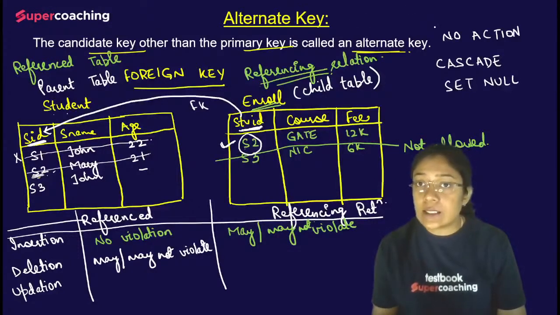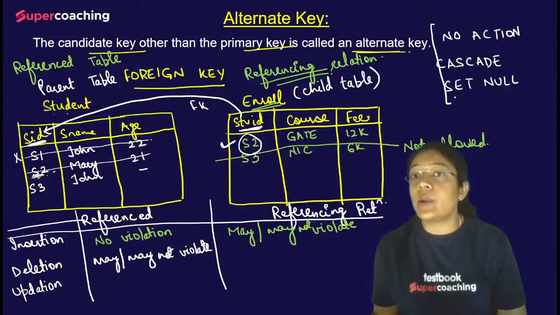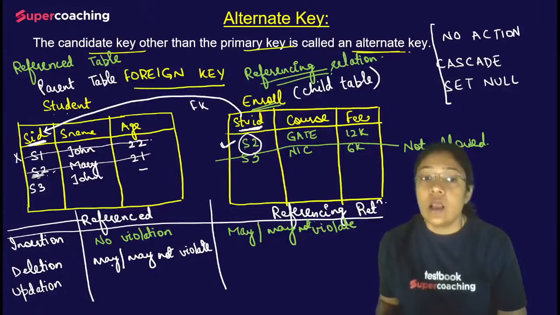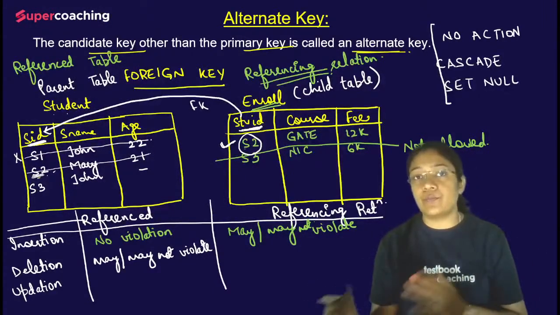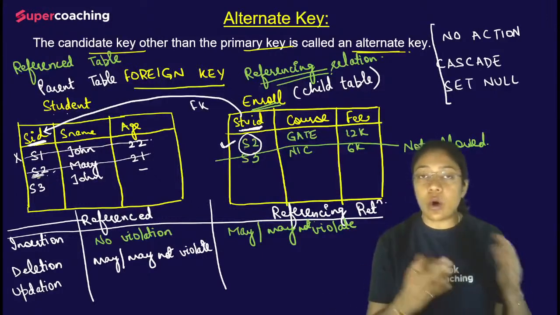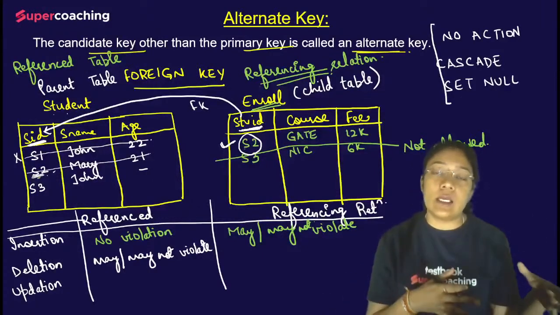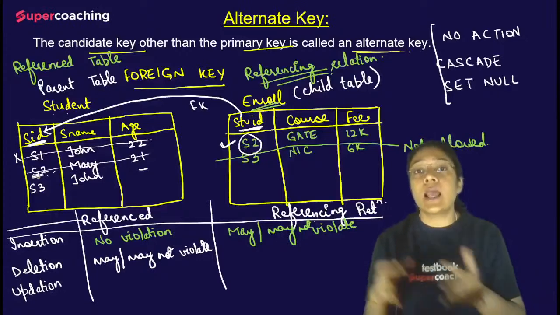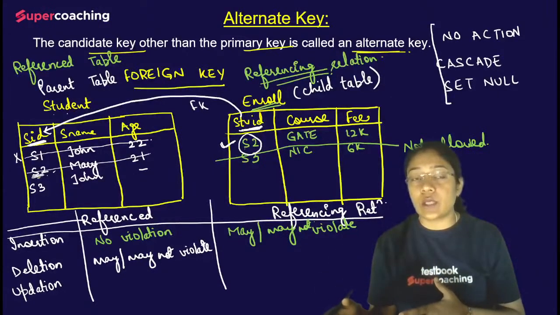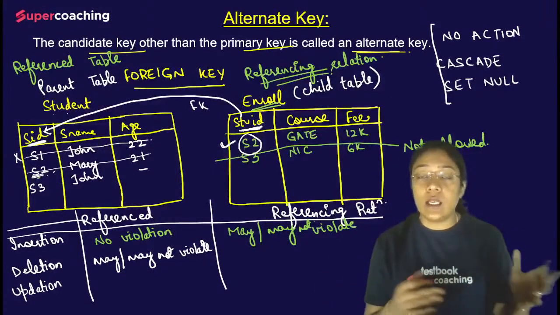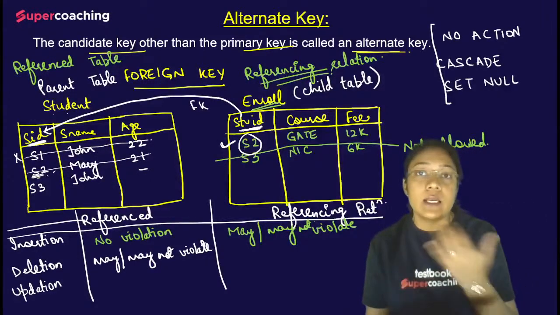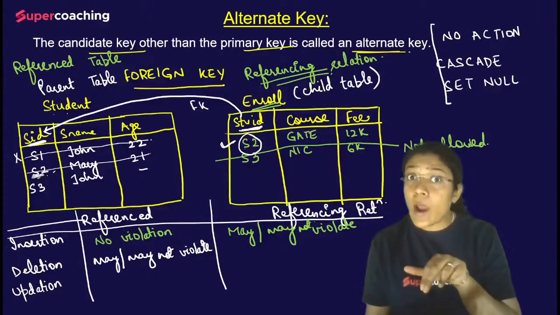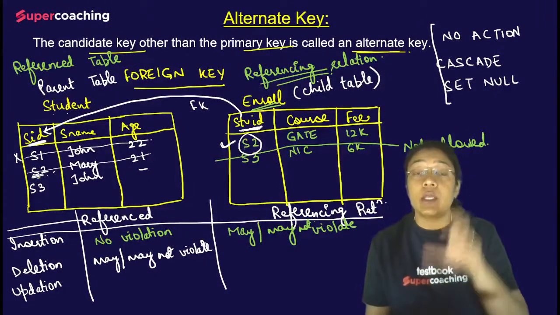Okay, so these are the three possible solutions: no action, cascade, and set null. So these can be written like on deletion, no action. That means deletion is not allowed. On delete, cascade. That means if you are deleting the entry from one relation, it has to be deleted from the other relation as well. On delete, set null. That means if the deleted value was used at some other place, then it has to be set to null, provided there is no constraint on the attribute.